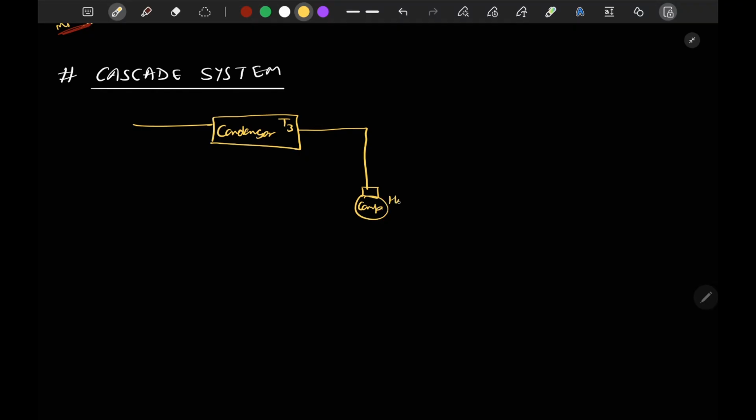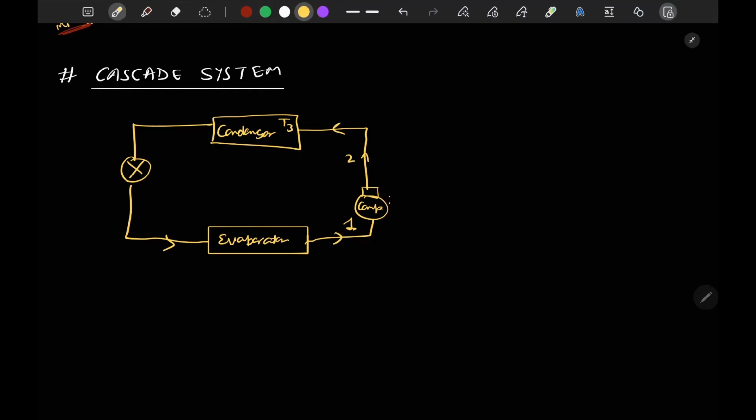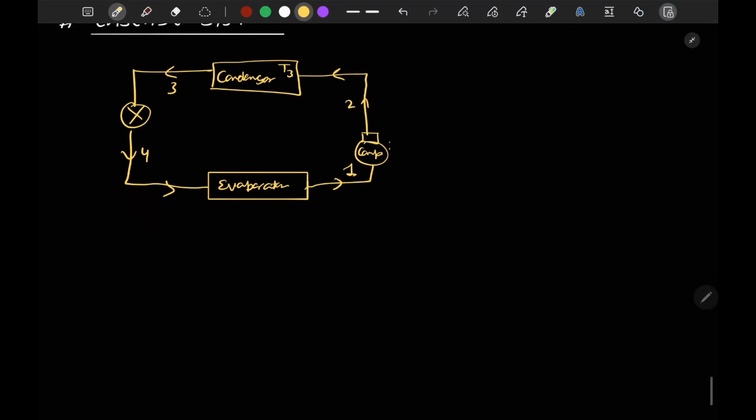High temperature, high pressure, this is the high temperature cascade. This is connected to the compressor, and the compressor is further connected to our evaporator, and here it is a throttling device. So here will be points 1, 2, 3 and 4, these will be states.